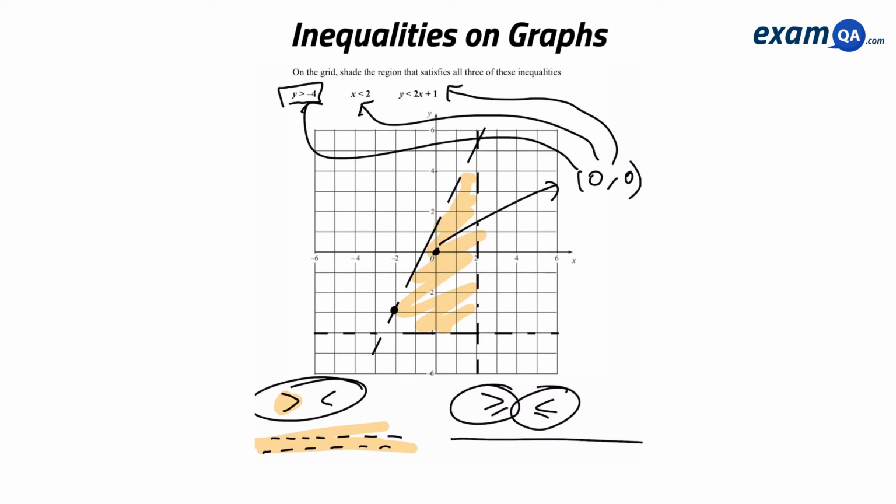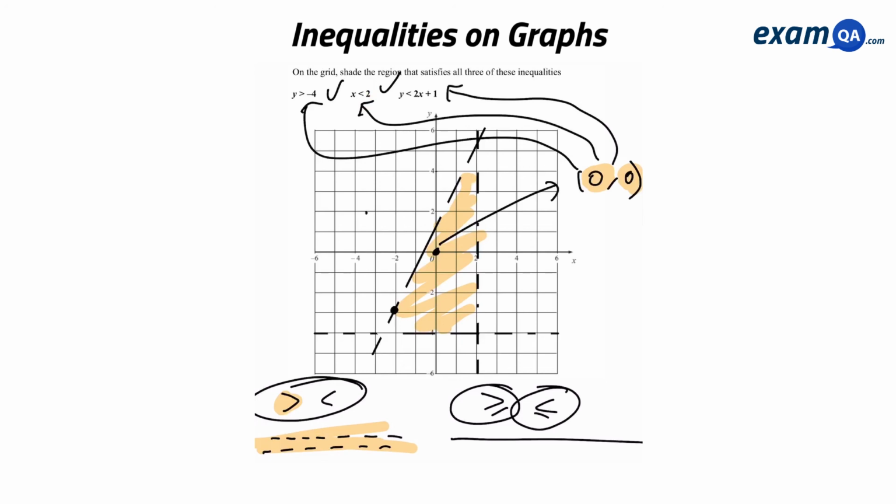So I'm going to plug into here. y is greater than -4. Well, is 0 greater than -4? Yes, it is. Okay, so this inequality worked. Let's try it with the next one. x is less than 2. Is 0 less than 2? Yes, it is. That's correct. So this one has worked as well.